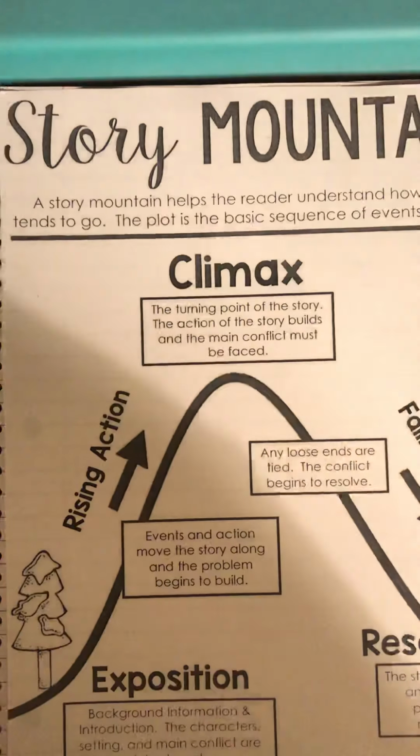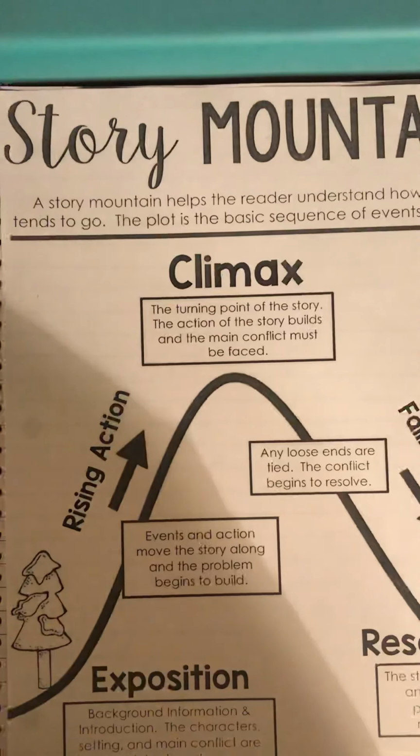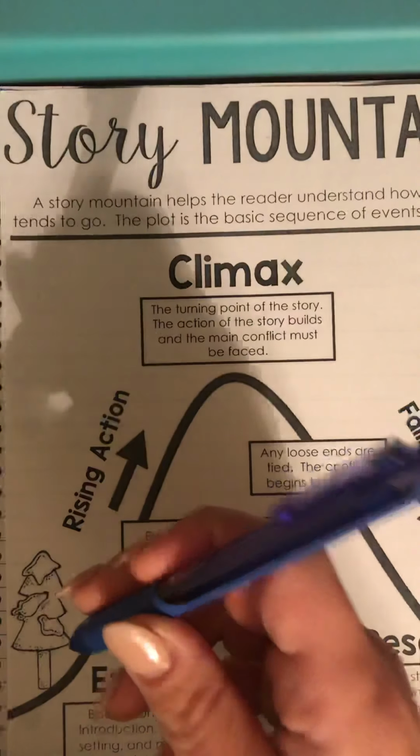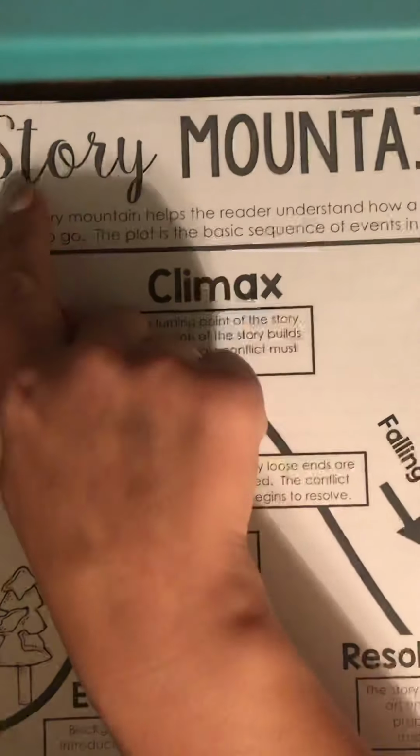You need to make sure that you have 5 different colors. They can be highlighters, they can be markers, they can be colored pencils, and something to write with. I am using a pen. So let's get started. Story Mountain is the title.